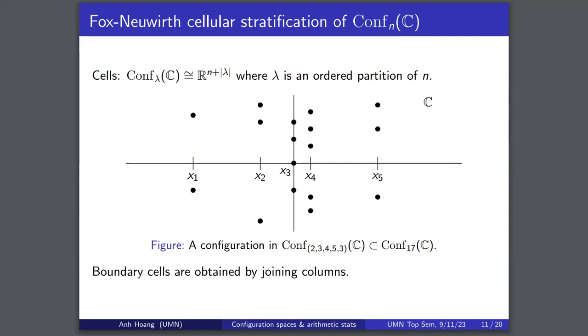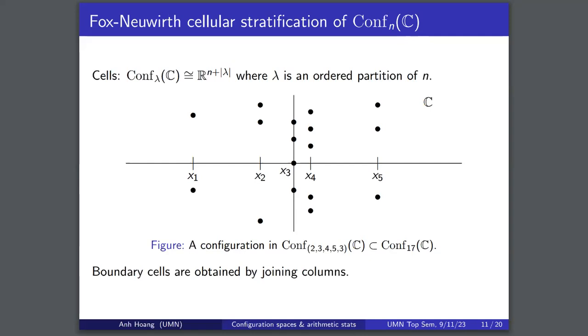So here in the picture, there are 17 points. And this cell here is defined by putting points into columns according to a particular partition. So the index of the cells in this stratification is by ordered partitions of n. Here you see 2, 3 points, 4 points, 5, 3. So this is the configuration in the cell indexed by the partition 2, 3, 4, 5, 3. Okay. And the boundary cells are obtained in a few ways.